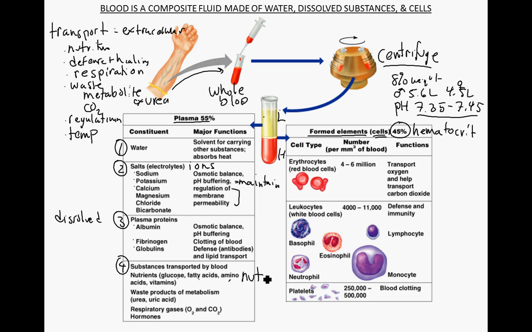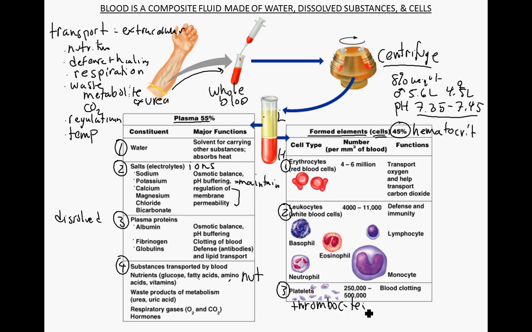Going back to the cells, there are three main cell types, and they are erythrocytes, or red blood cells, the leukocytes, or white blood cells, the second type, and the third type are platelets, and the platelets are also referred to as thrombocytes.